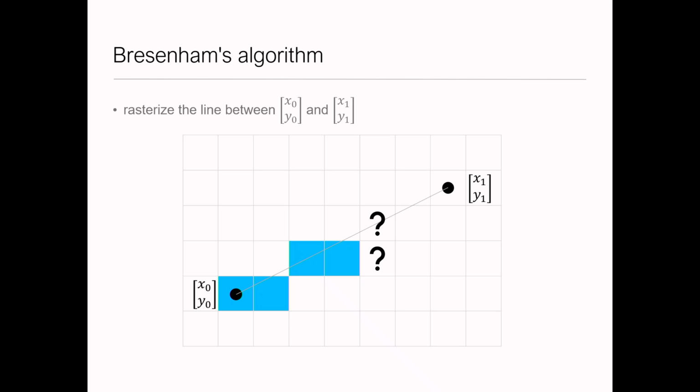How do I compute the slope of my line? It's just the rise over the run. If the slope is always between 0 and 1, then I can easily compute the rise. The rise is just the difference between these two points, so it's y1 minus y0. And what's the run? The run is just the horizontal difference, so that's x1 minus x0.